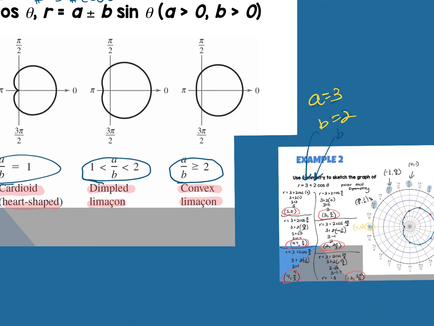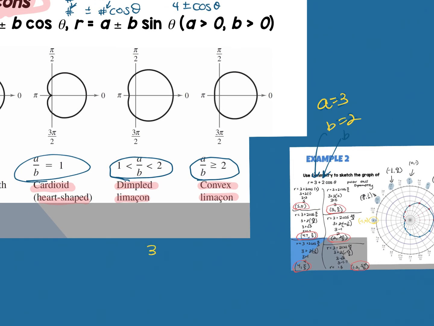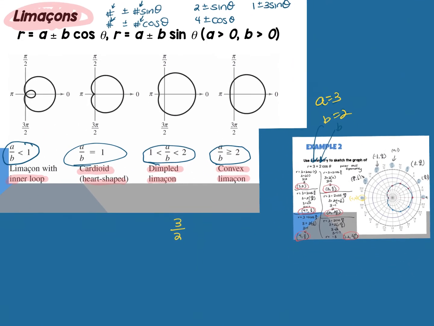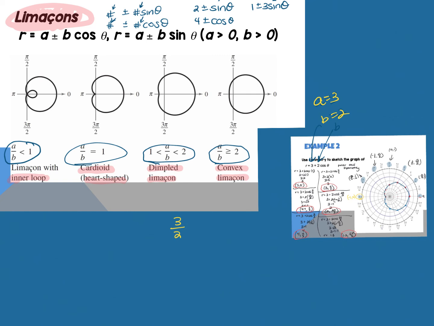Okay, if we go back to that example. First of all, it's plus or minus, so I know this has to be a limaçon. But now I want to look at A and B. So A over B, which would be 3 over 2, where does it fit in this range? A over B is not less than 1. A over B is not equal to 1. A over B is 1.5, which means it falls in between 1 and 2. So it's called a dimpled limaçon.